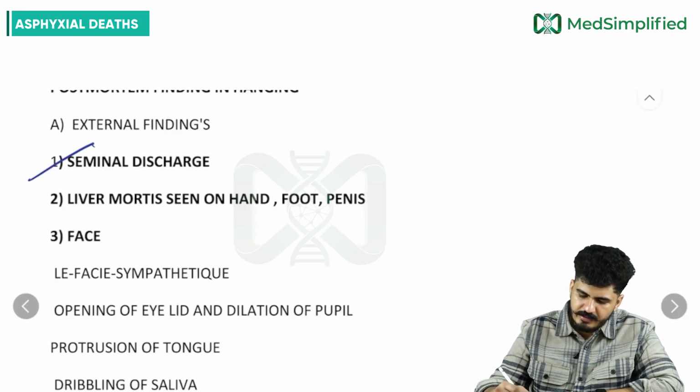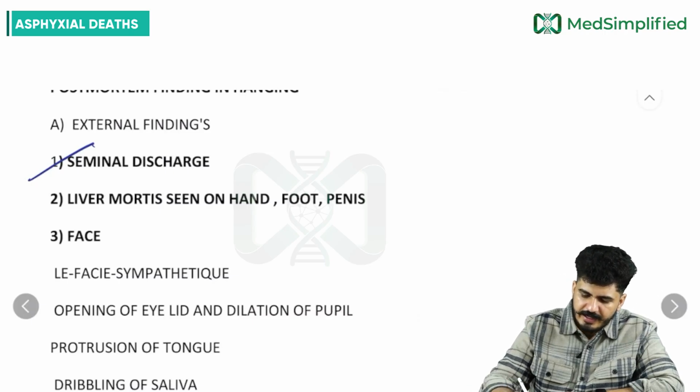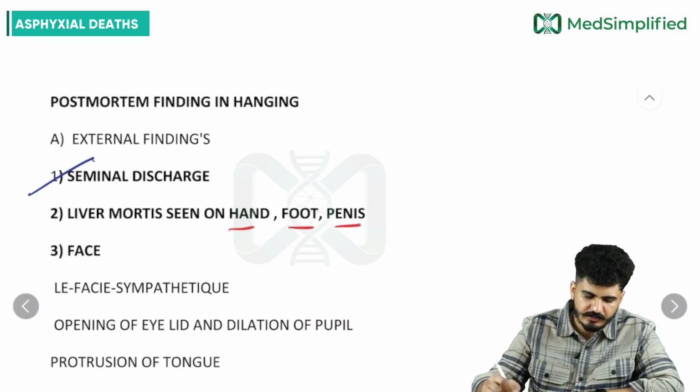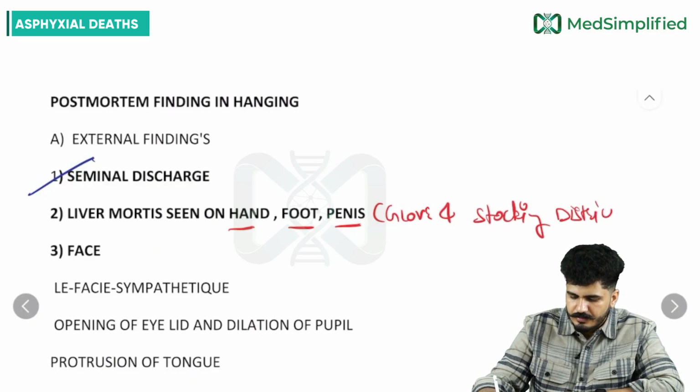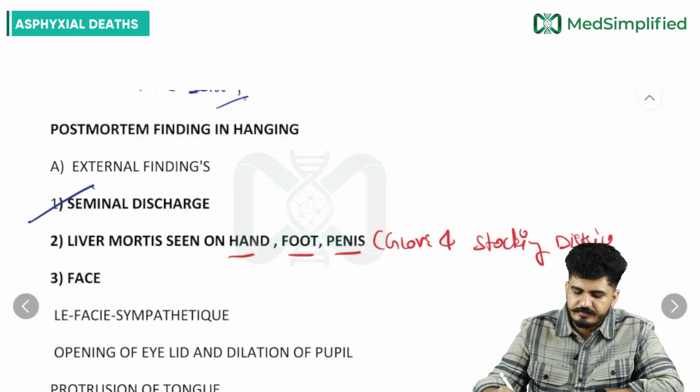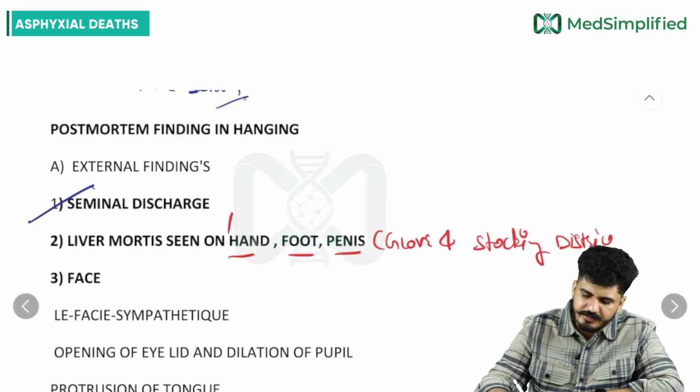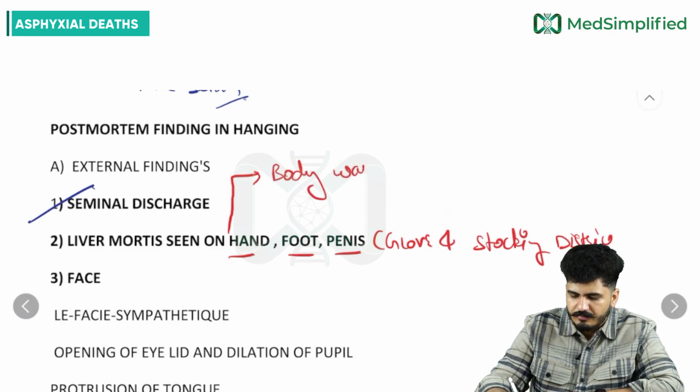Plus there will be livor mortis seen on the hand, foot and penis. This is also called glove and stocking distribution. So what will livor mortis tell you here? Livor mortis will tell you that the body was in vertical position.